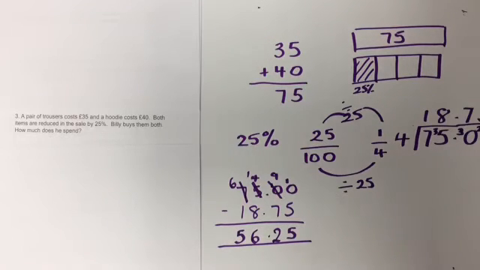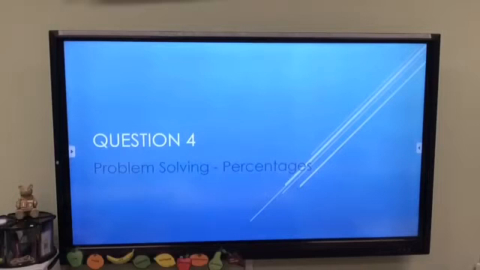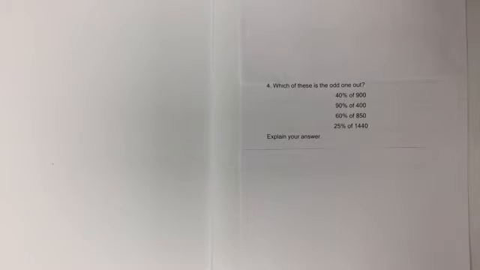So very luckily, he only had to pay £56.25 to get both the hoodie and the pair of trousers, because they were reduced by 1/4, by 25%. Question 4. Okay, question 4 says, which of these is the odd one out? So let's quickly work out the answers, and then we'll see if we can explain our answer.